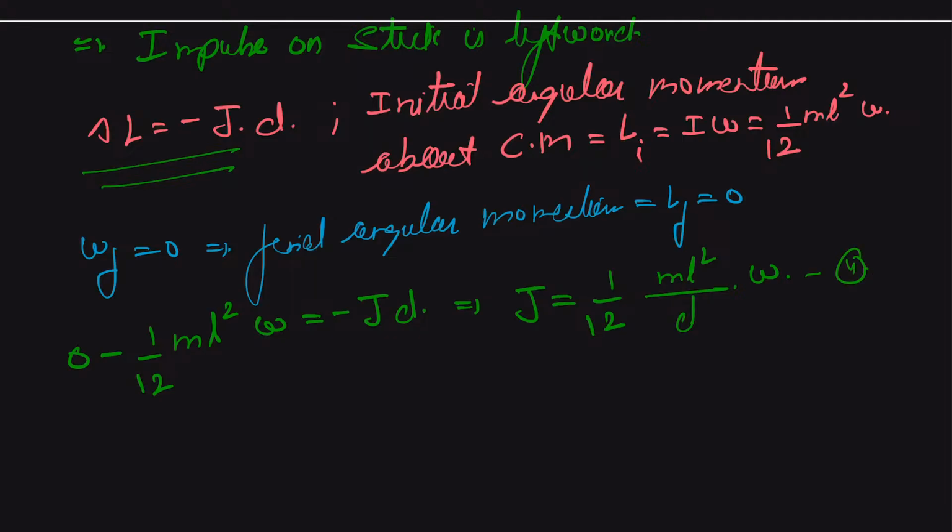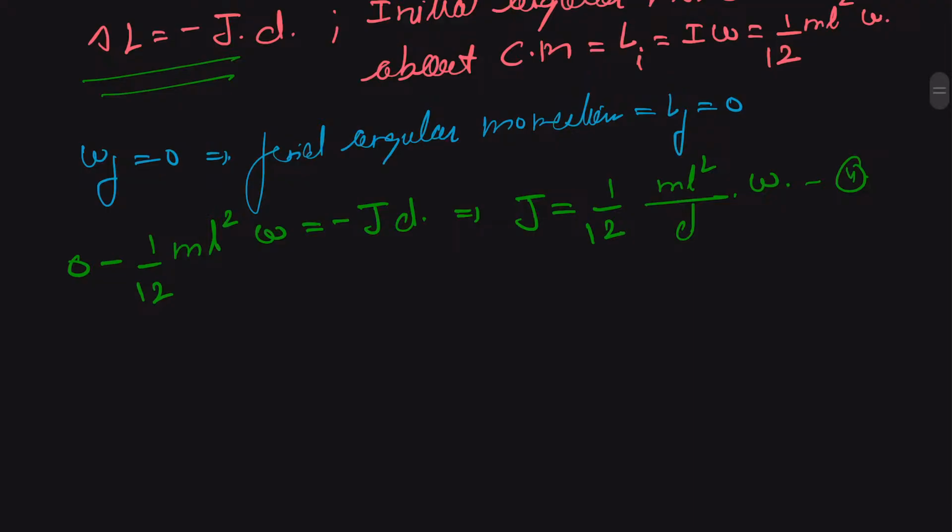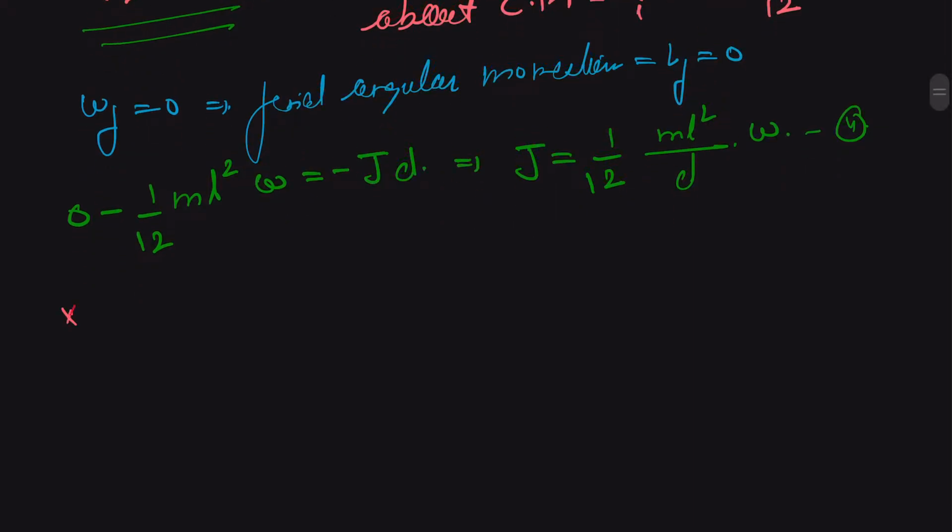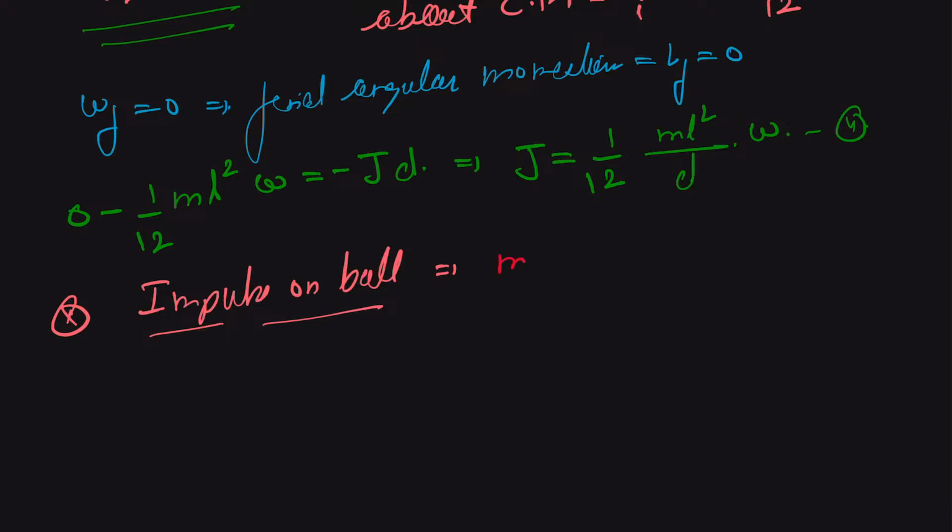And we can also find out the impulse on the ball. We can say that the impulse on the ball, initially it was at rest and then it is moving with the velocity u. So that change is equal to our J. And from here we can say that u is equal to J upon m.